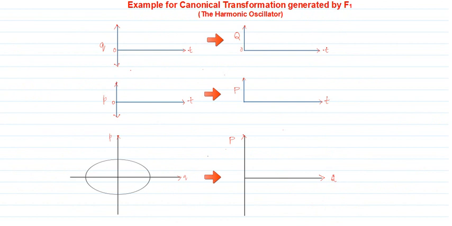The left side set of graphs are the graphs in the original coordinates small q and small p, and the graphs given on the right side are related to the new or transformed coordinates capital Q and capital P. So let's see what things we have drawn. I am writing the relevant equations on the LHS and RHS of these two graphs. This is the old set of coordinates, and this is the new or transformed set of coordinates.